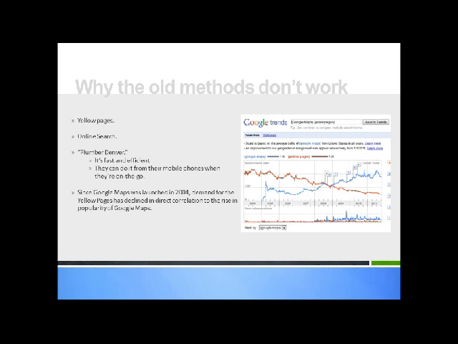Since Google Maps, the biggest player in this local search game, started in 2004, the demand for the yellow pages has declined in direct correlation to the rise in popularity of Google Maps. And you can see that in this chart here on the right, yellow pages being the red line and Google Maps being the blue.